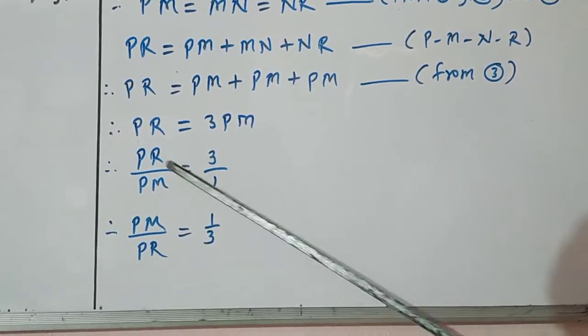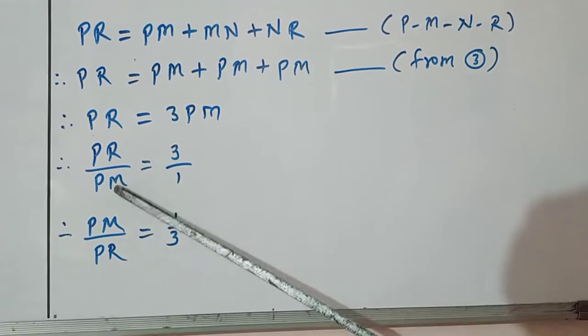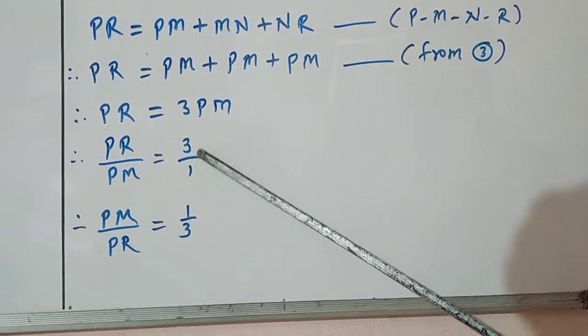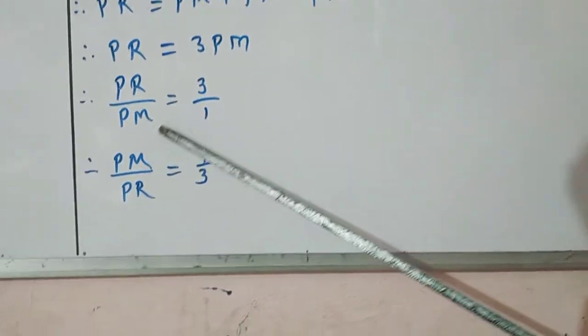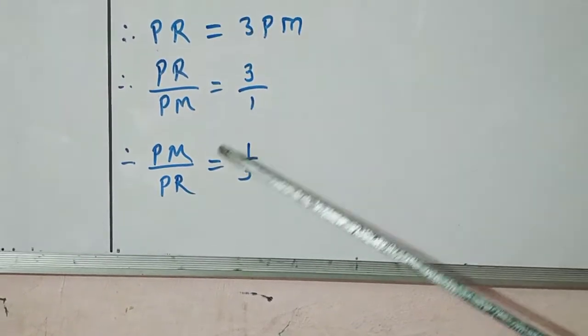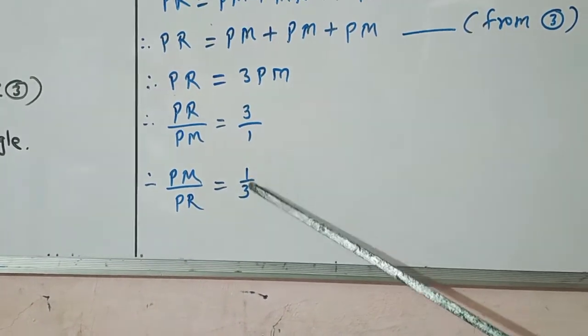Now shift PM to the LHS. It becomes PR upon PM is equal to 3. But 3 upon nothing is there means we can take 1, 3 upon 1. Then take inverse of both sides. Therefore PM upon PR is equal to 1 upon 3 is proved.